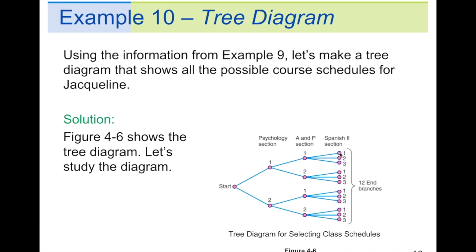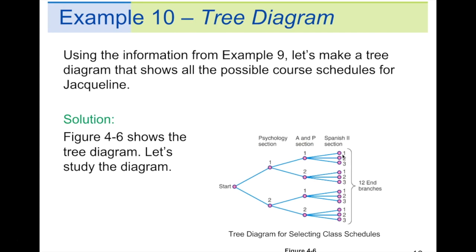So this section right here is choosing psychology section 1, A and P section 1, and Spanish 2 section 1. If we went to this one right here, it would be psychology section 2, A and P section 2, Spanish section 2. We could go here: psychology section 1, A and P section 2, Spanish 2 section 3. So these here are all the different possibilities.